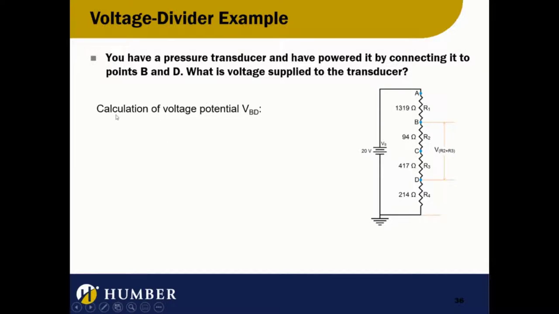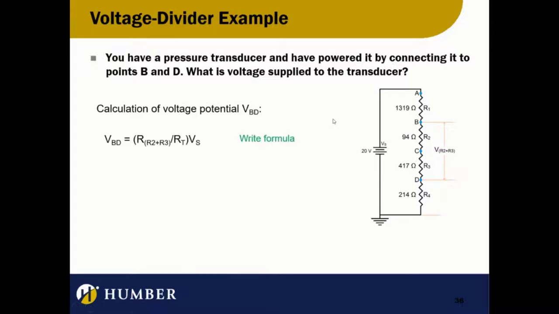Now, calculate the voltage potential of VB. Okay, so I'm going to write the formula down. But specifically, when I write VB, I have to write somewhere in my formula R1, R2, R3. No, I have to write R2 plus R3, because VB, the nature of the voltage drop that exists because of V, is because of these two resistors. So my formula looks like this.